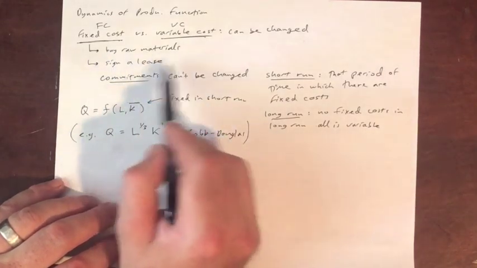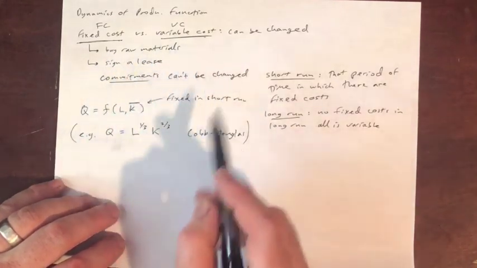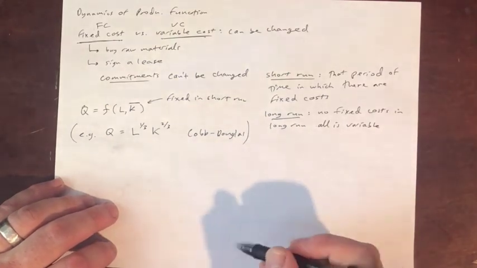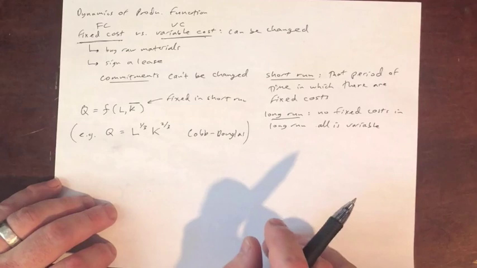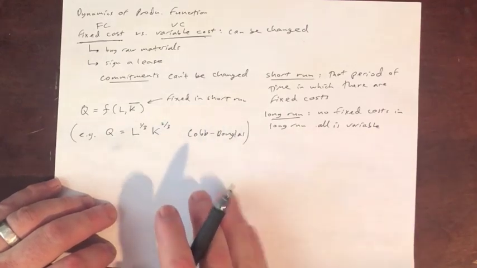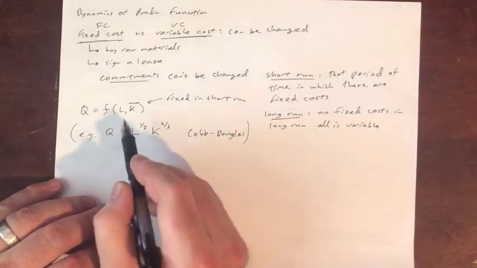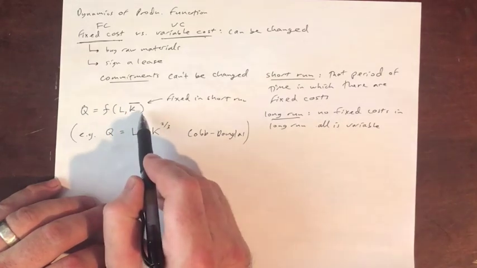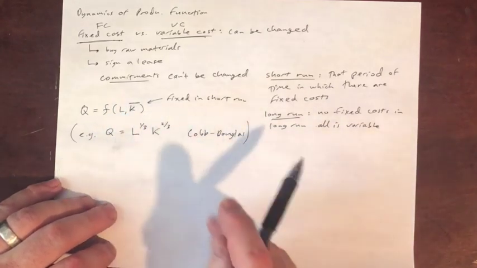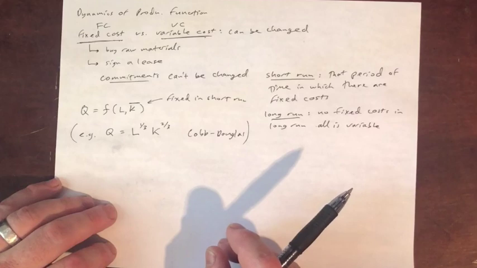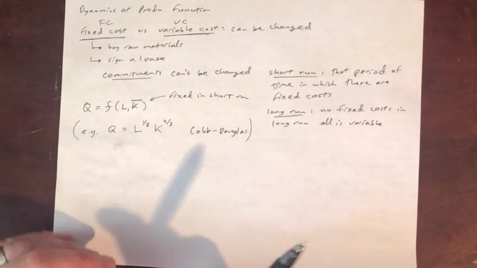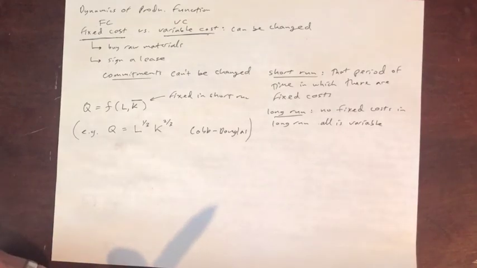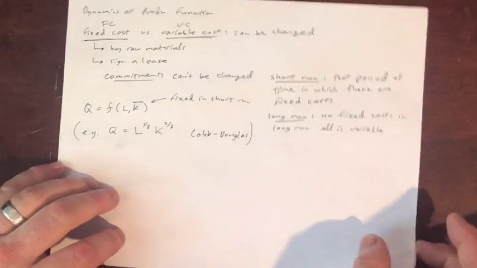And perhaps for the reasons I mentioned, we have to buy a year's worth of raw materials or sign a year's lease. That gives us one thing that's fixed: fixed cost. So our fixed costs are the cost of capital, and our variable costs are the cost of labor. All right, let's do an example and see how things change when we change one variable.